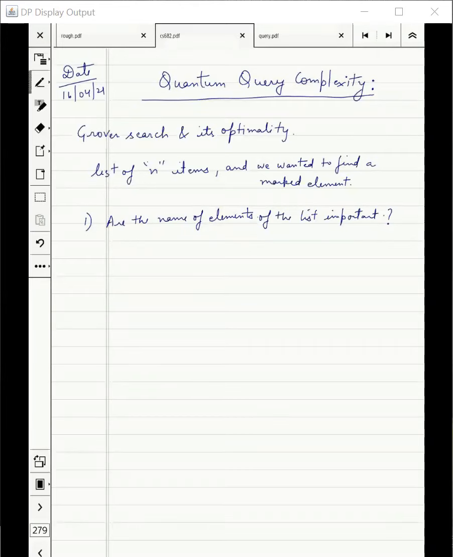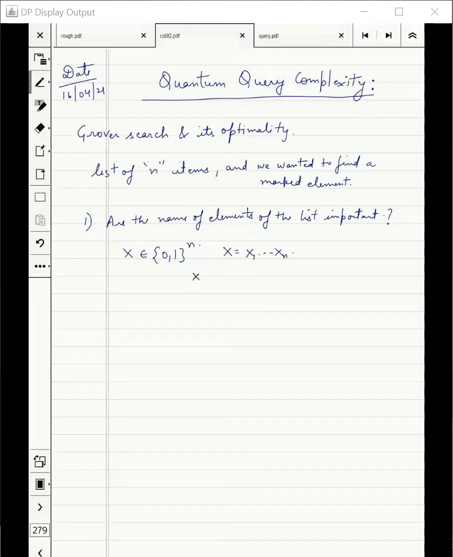We can call them 1, 2, 3 up to n for all we care. The important thing is the same mapping should be there when we ask whether the second element is a marked element or not. In other words, we can say that our input, the list of n elements, is just a string of length n. This means x is equal to x1 to xn.